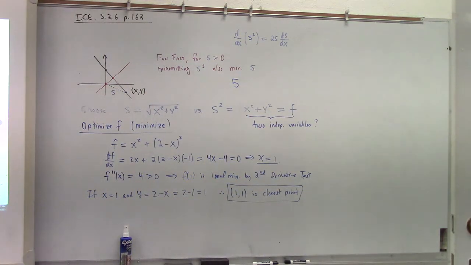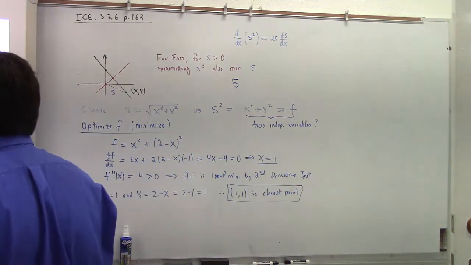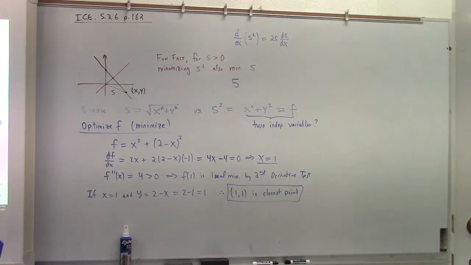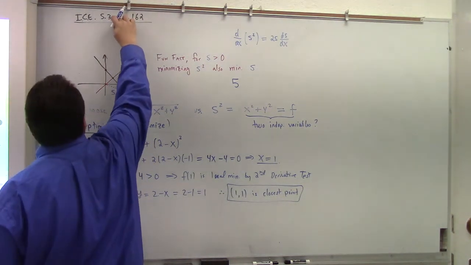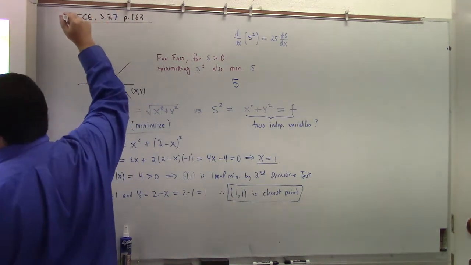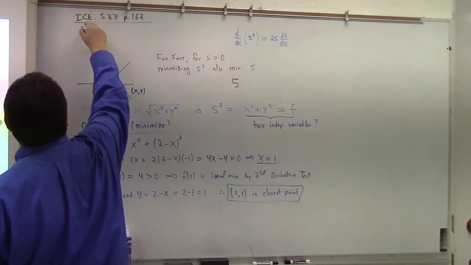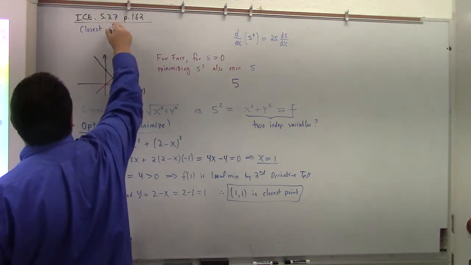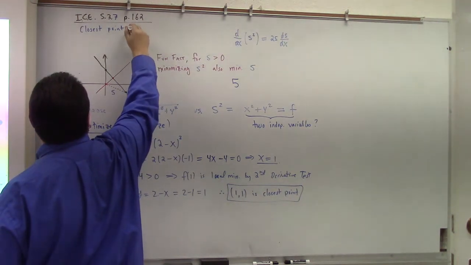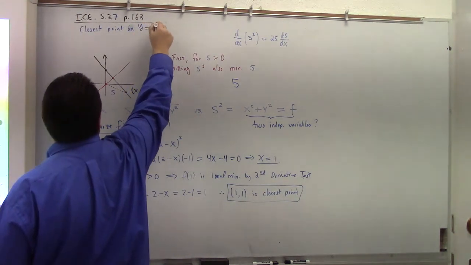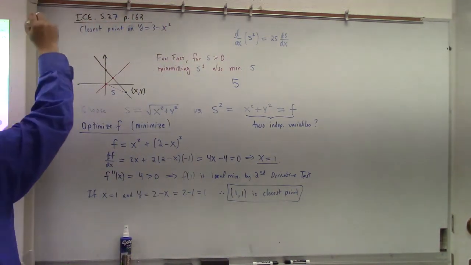I will foolishly attempt the other problem. I thought I saw the other student in this class here before class. I don't know where he went. 5.3.7. Maybe I saw somebody else. I don't know. Same page. This one is 3 minus x squared.